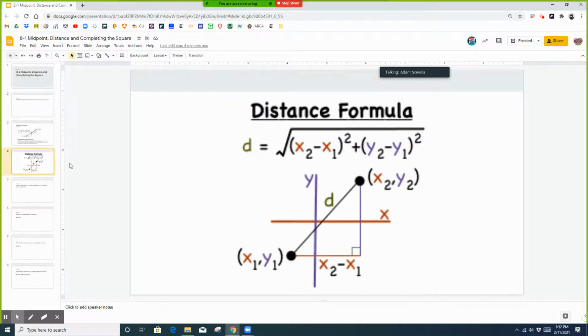For distance, subtract the x's. If you think of the Pythagorean theorem, that gives you one of the legs. And if you subtract the y's, that gives you the length of the other leg. Then x2 minus x1 squared plus y2 minus y1 squared would be like doing a squared plus b squared. That equals c squared, the hypotenuse. So that's how you remember to take the square root, because you want c or d, the distance, not d squared.